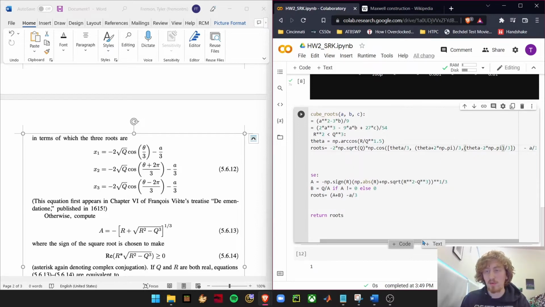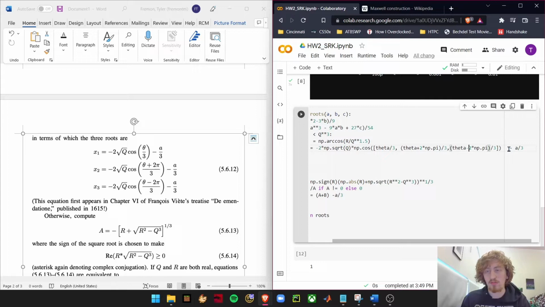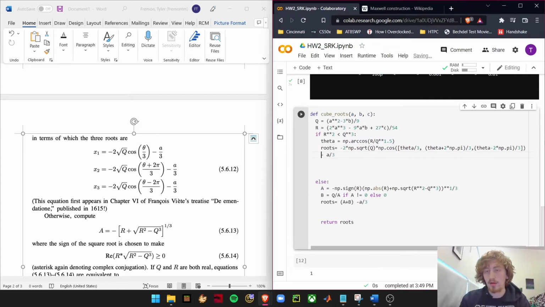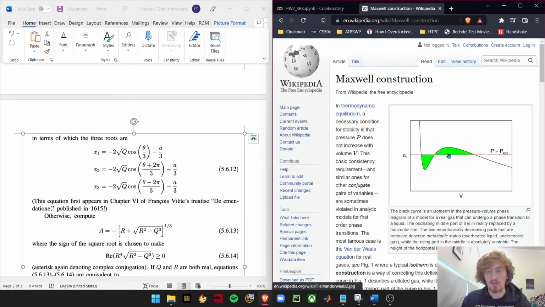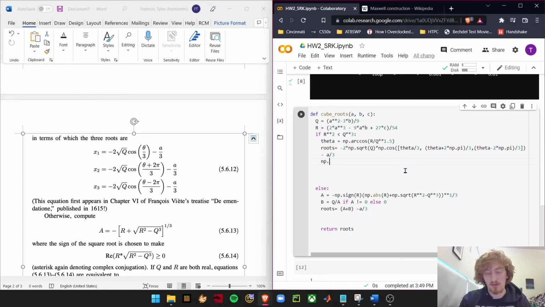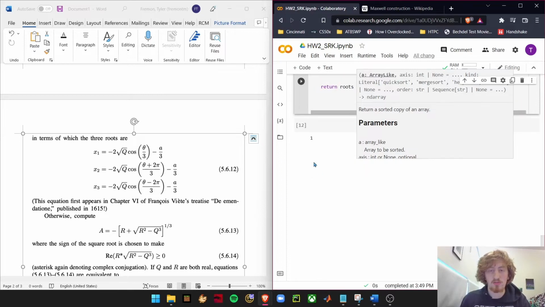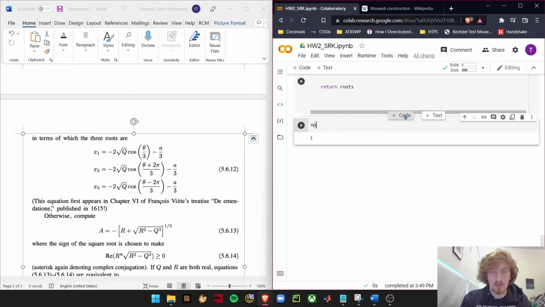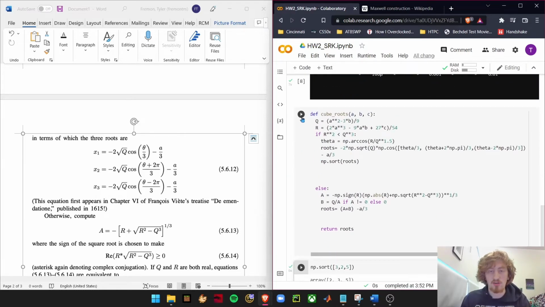And then the last thing that we want to do is that we are going to want our roots to be ordered according to the value, because we want to know the smallest root, the second smallest root, and then the largest root. So that's pretty simple. All we have to do is use the sort function and then roots. So if you just want a quick demonstration of what that'll do, if we were to do np.sort and then give it an array, and we'll say 3, 2, 5, obviously the order should be 2, 3, 5. There we go. So now this function is done.